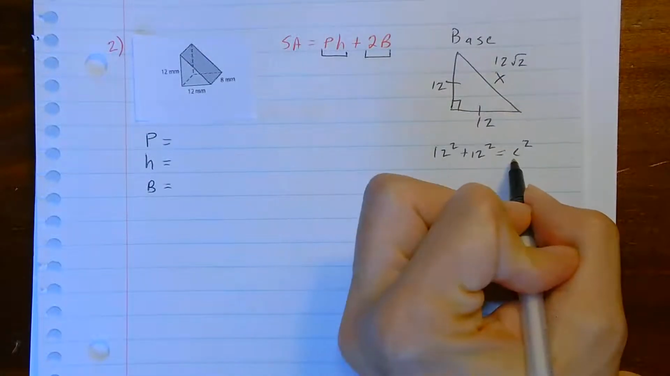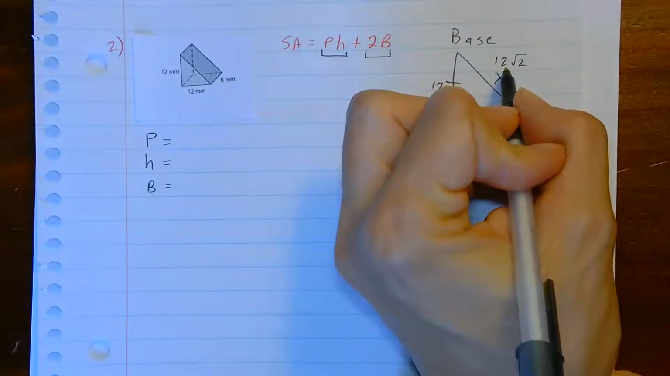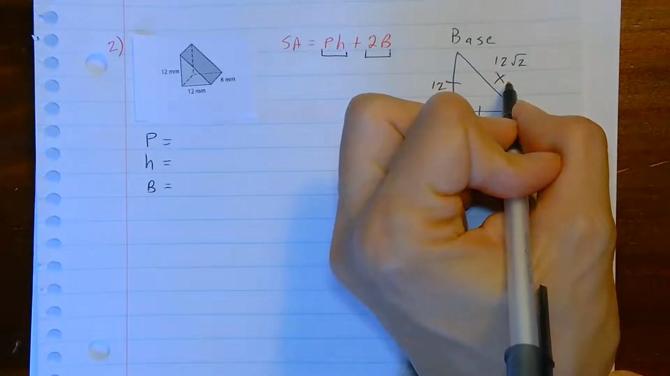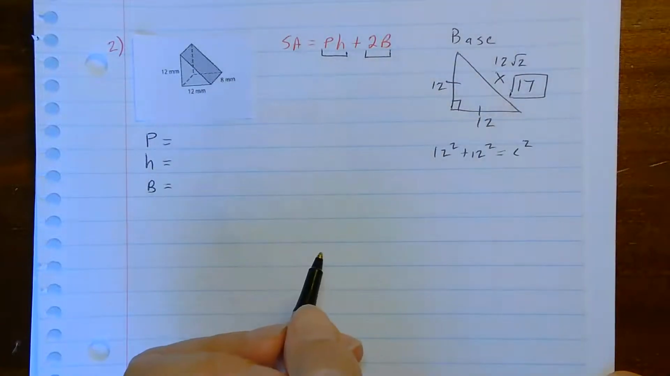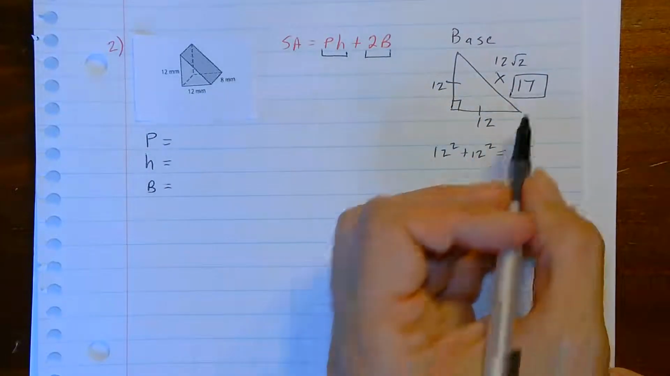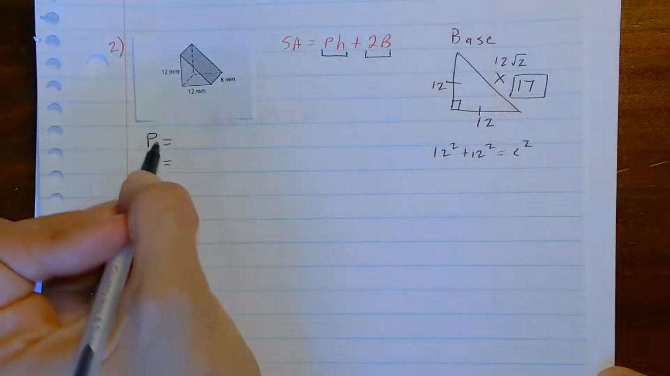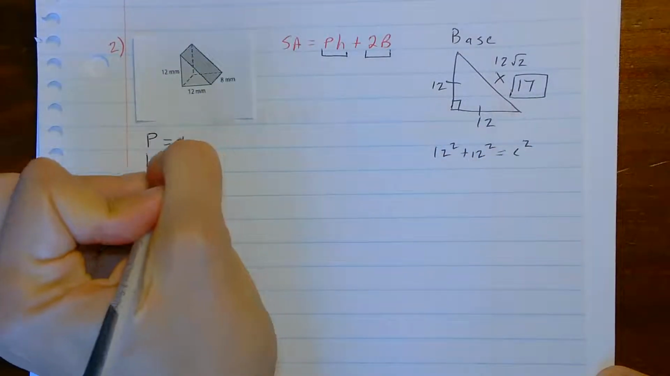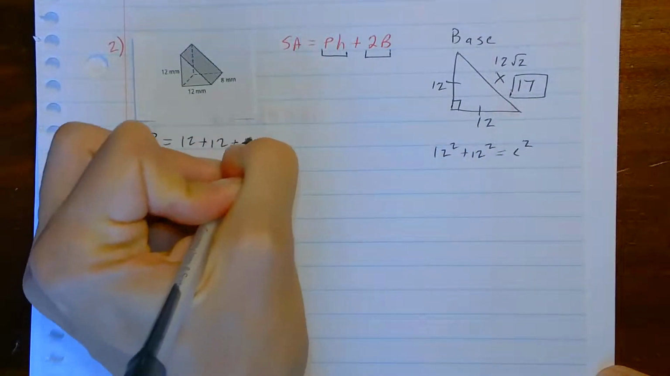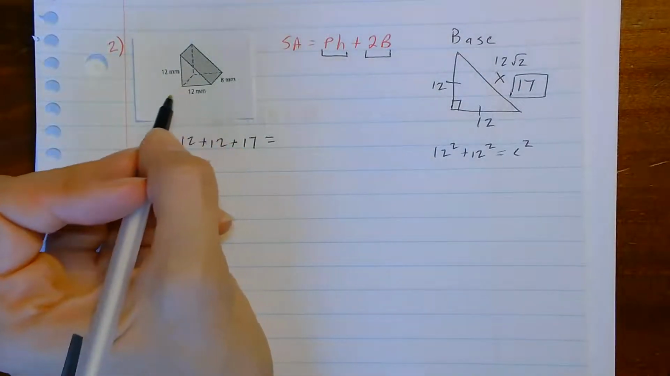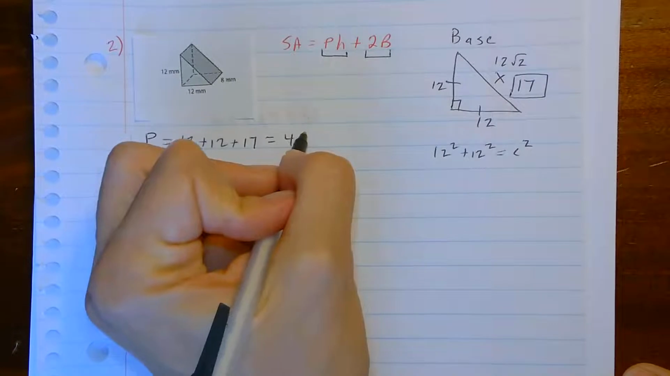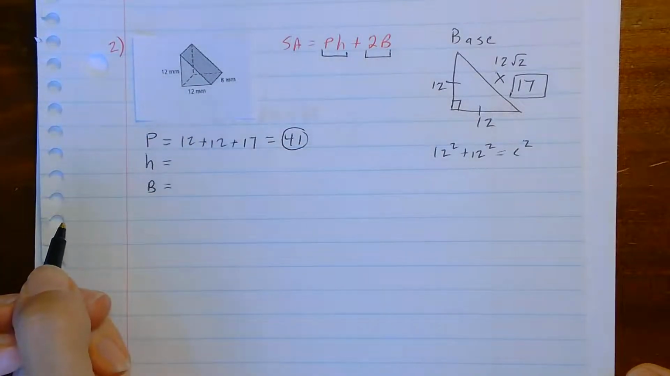So when I do Pythagorean theorem or I type this into the calculator, I get about 16.97. So I'm going to make it 17 because when I round to the nearest tenth, it will be 17. Okay, so now that I have the three sides, I can come back and find the perimeter. So it's going to be 12 plus 12 plus 17. So I'm going to add that total up, and I'm going to get 41 for the perimeter of the base. So I'll be able to use that for the perimeter of the triangle.